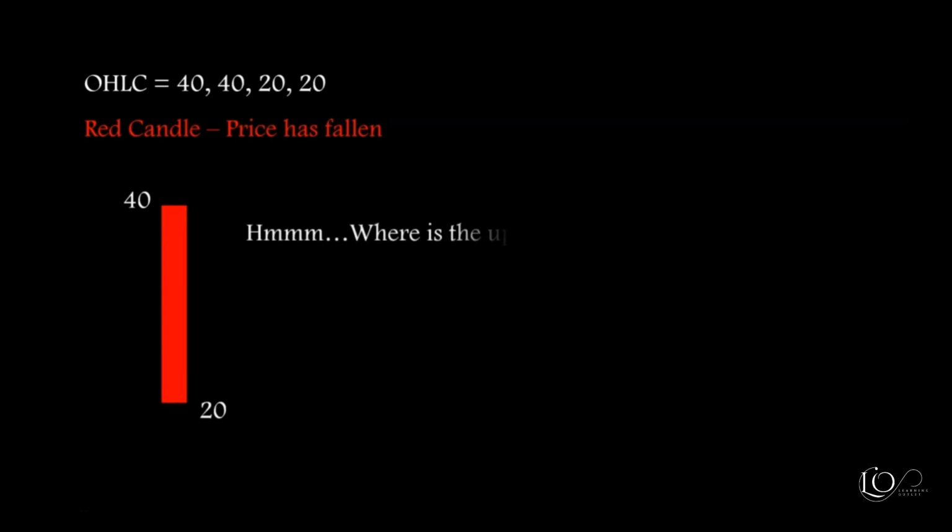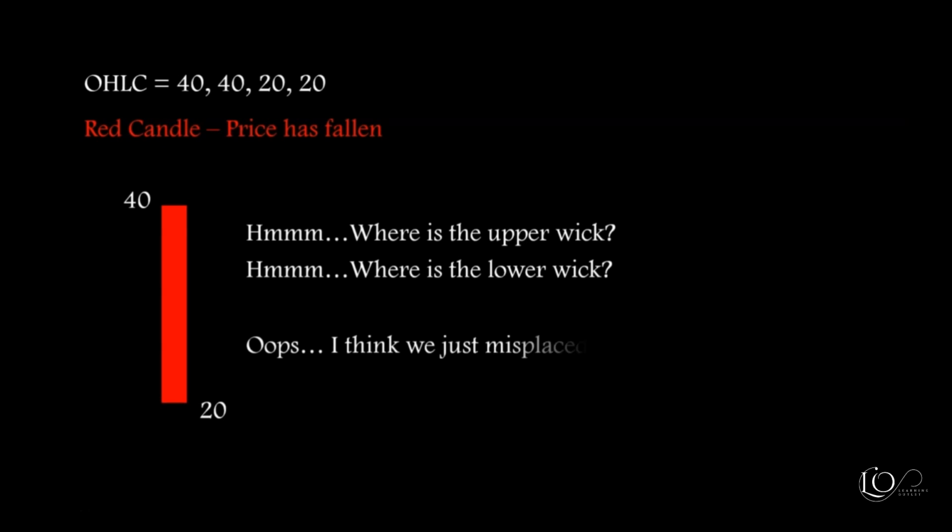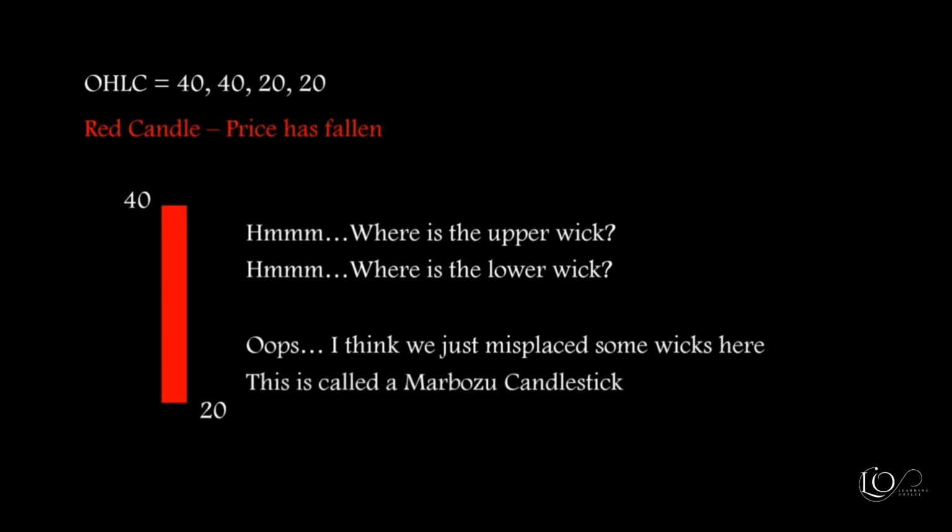But are there any upper wicks or lower wicks here? The high and the low are 40 and 20. So I guess we're missing some wicks here, right? This is a proper candle, right? We don't have any wicks. So some people ask whether this is going to be an actual candlestick or not. Yes, it is going to be. And this kind of a candlestick is called a Marubozu candlestick. We'll study more about these a little later on.